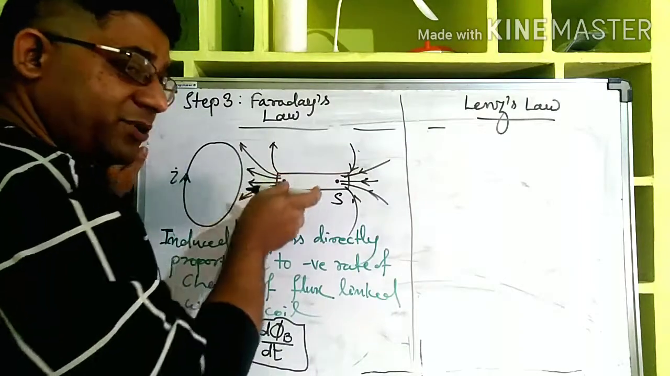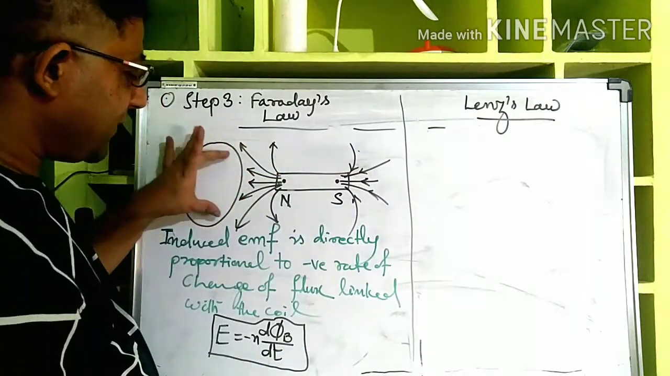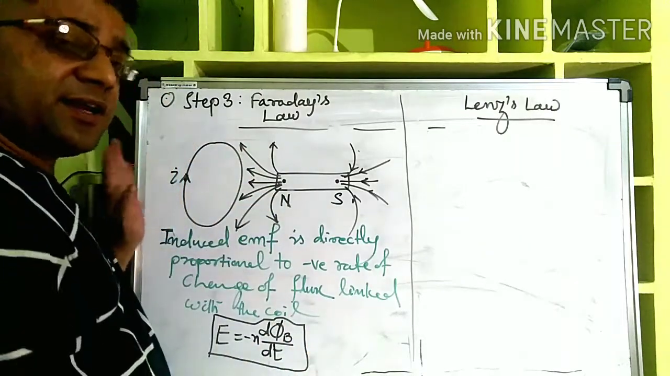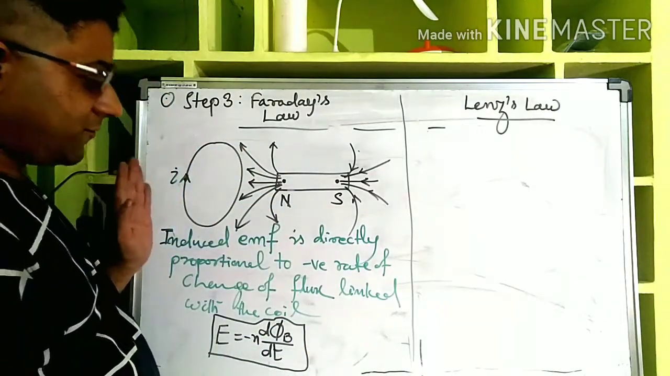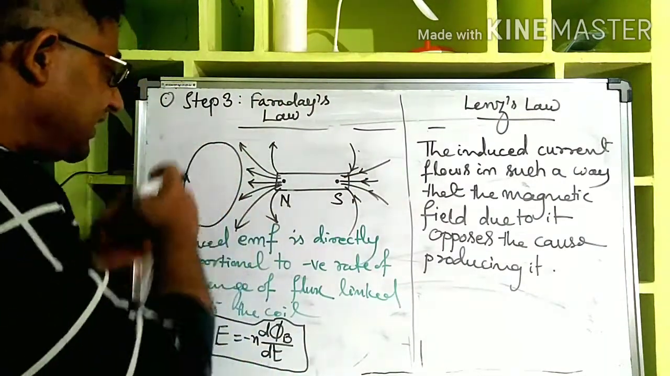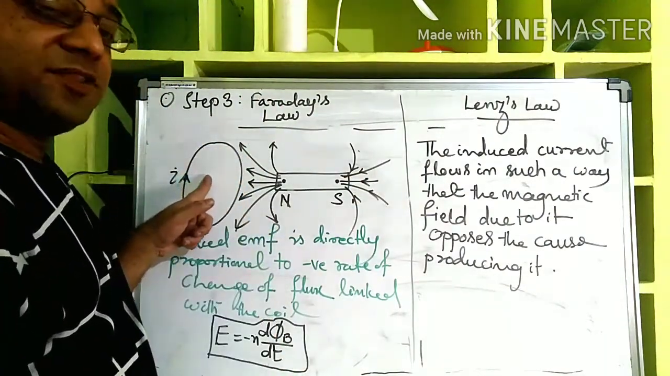If it is coming to rest, that means the number of field lines linked with the coil is constant, then the current also becomes 0. Fine. Now let's understand Lenz's law, which talks about the direction of the current in the coil.